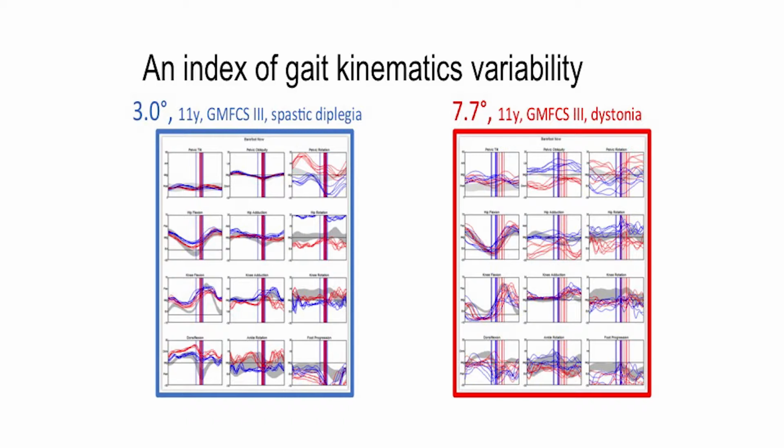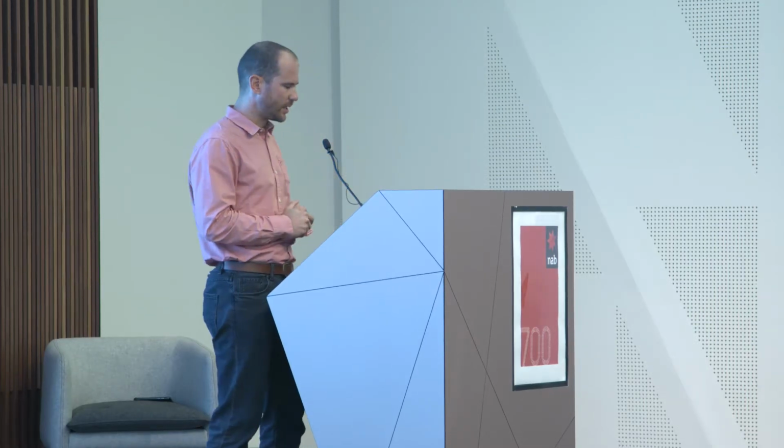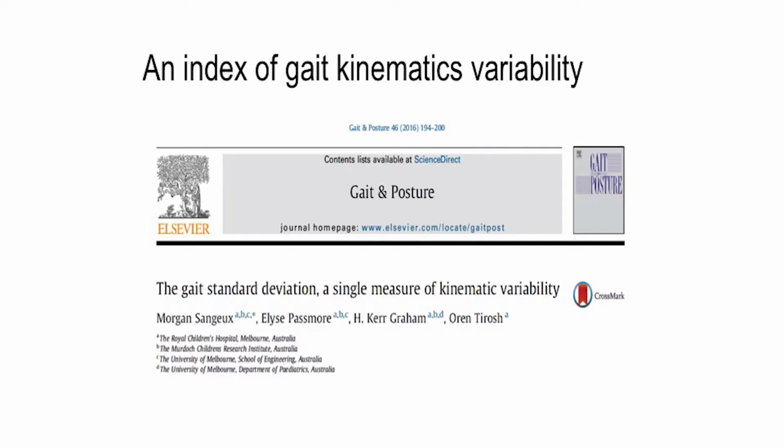with spastic diplegia. That gives us a way to compare the gait pattern of this child with this other child that is also 11 years old, also GMFCS 3, but has dystonia. In this case, our summary index gives us a variability of 7.7 degrees. So this is a new tool that we validated and that has been published recently, last year in Gait and Posture.